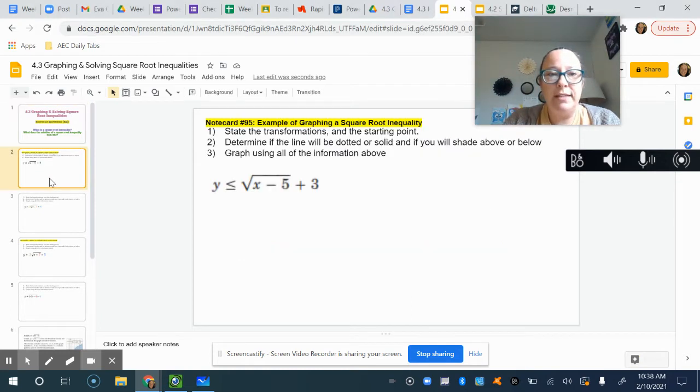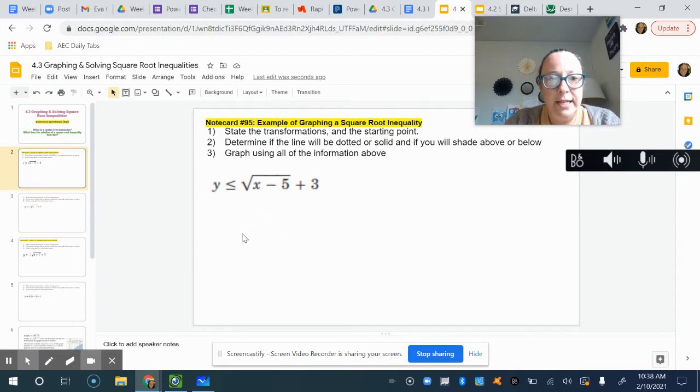So we're going to start with note card 95, and I want you to state the transformations and the starting point, determine if the line will be dotted or solid, and if you will shade above or below. And then we're going to graph using the information. Remember, this is two variables. We have an x and a y here. And so our solution is going to be a graph.